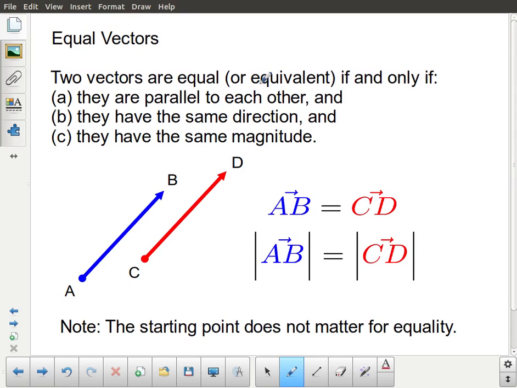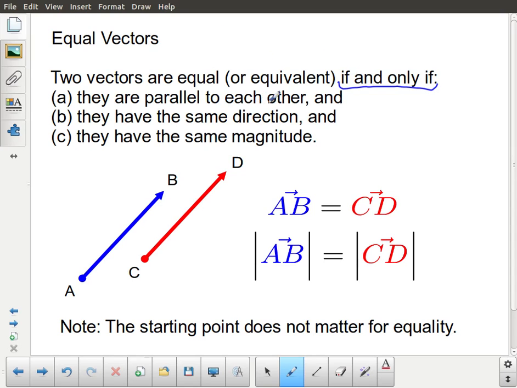When we're comparing vectors, then we will say that they are equal or equivalent to each other under the following conditions. That's what this means. If and only if is a mathematical and a logical way of stating something. And it's basically saying I'm going to give you the criteria for this to be true. And you must satisfy all of these criteria exactly as they are stated.